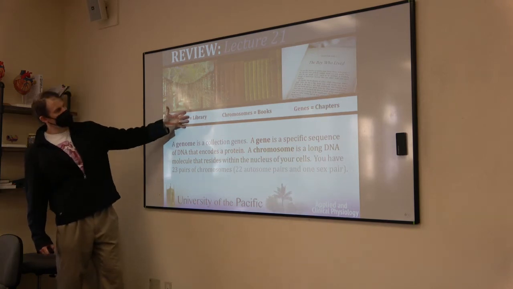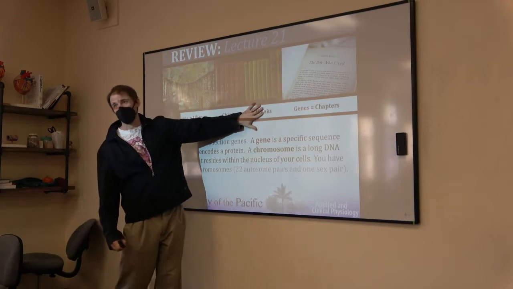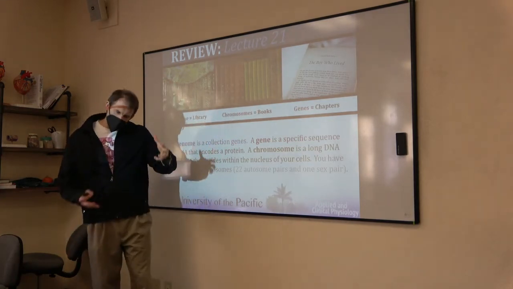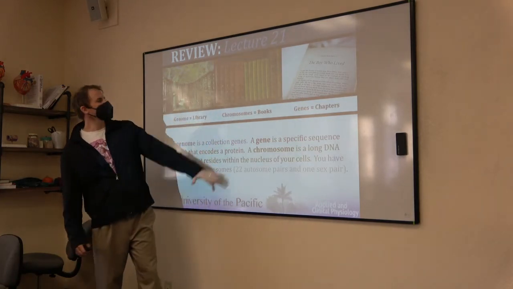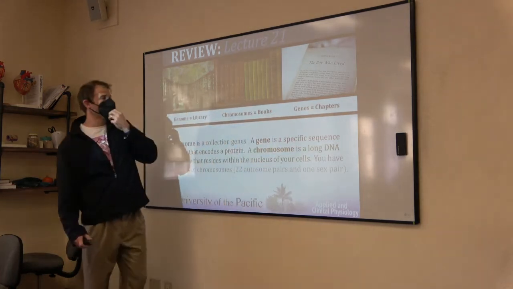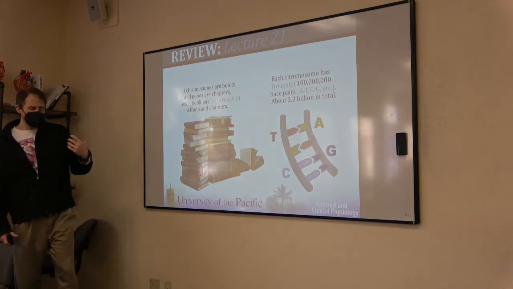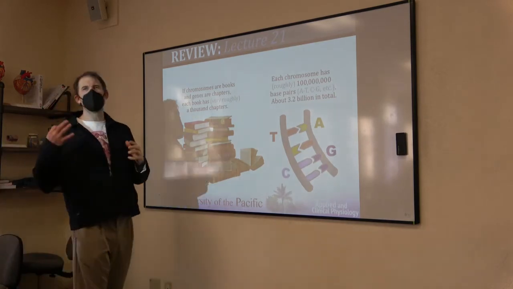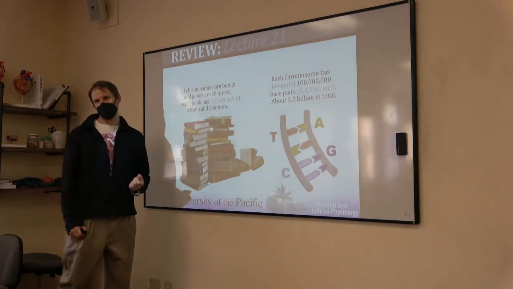Protein coding genes in you. And then the chromosomes, that's where all those genes live. You have 23 of those, 23 pairs. And then the genes would be the chapters. And you have about 3.2 billion base pairs, right?